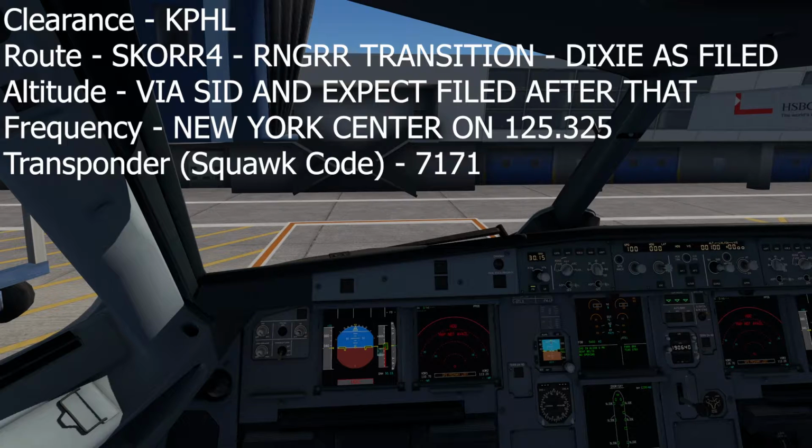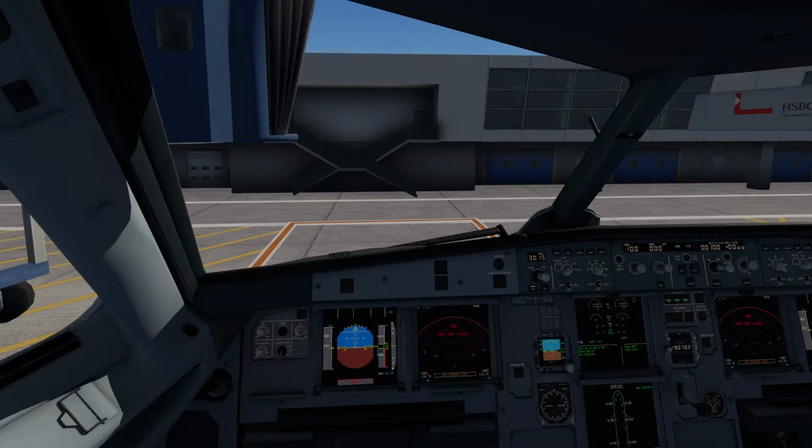And you'll notice that the controller did not amend our final altitude of 8,000 feet. So it's assumed that our altitude stays the same at that point. Departure frequency, he said, is with me, or is on the frequency we're currently on, which is 125.32. And our squawk code, our transponder, is 7171. So at that point, guys, we have everything that we need for our clearance.